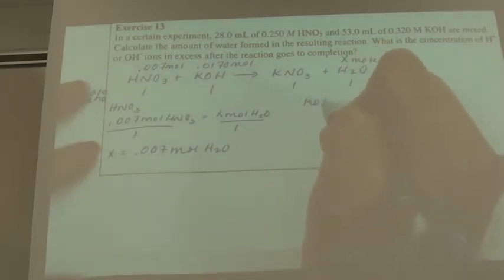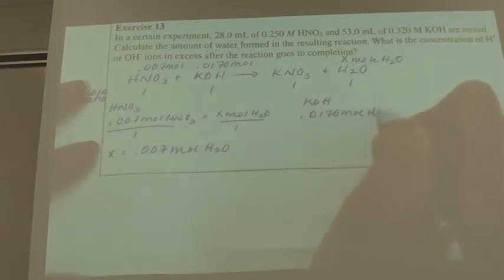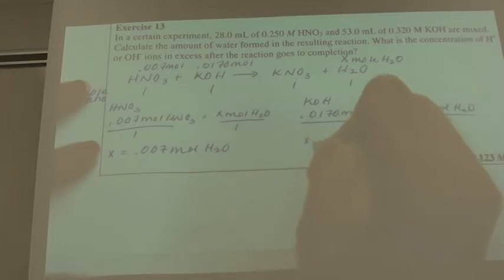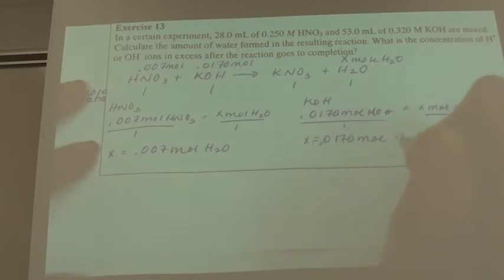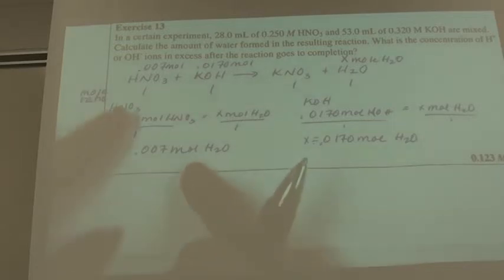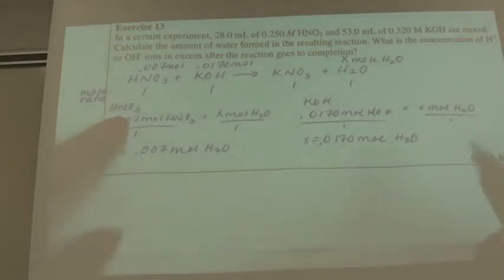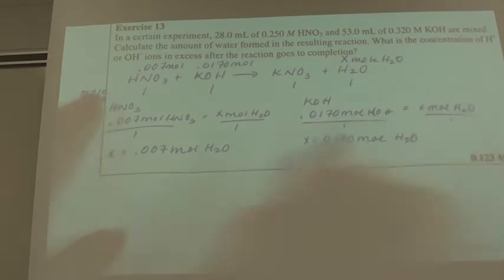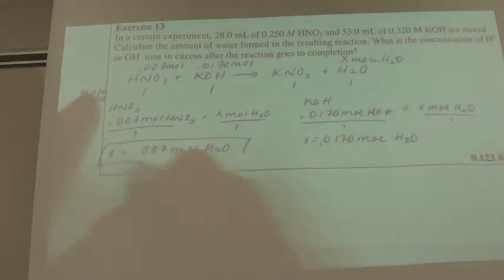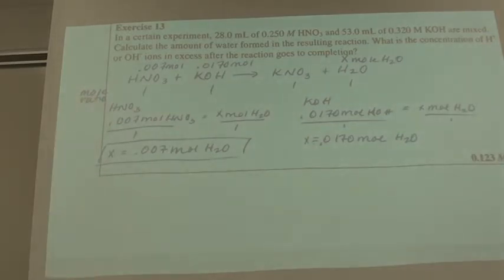Testing my KOH, if I use all of the KOH, how many moles of water will be formed? Mole ratio is 1. I see that I can make 0.0170 moles of water from the KOH. So right now I can see that HNO3 limits, and I can answer how much water is formed. This much water is formed. And I'm on to the second part of this question.